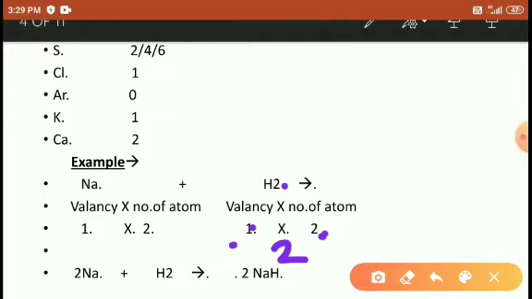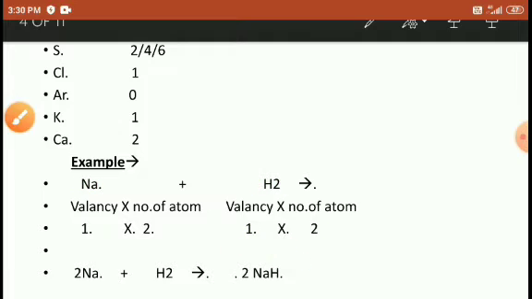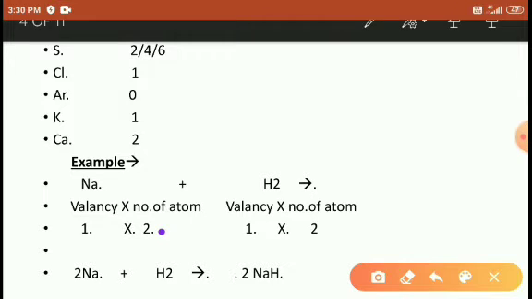So that's why here only one sodium is there. One sodium reacts with one hydrogen, but with 2 hydrogens, it means we need 2 sodium. So what we will do here, we have to multiply sodium by 2. That is, 2 sodium react with 2 hydrogen to form 2 NaH.